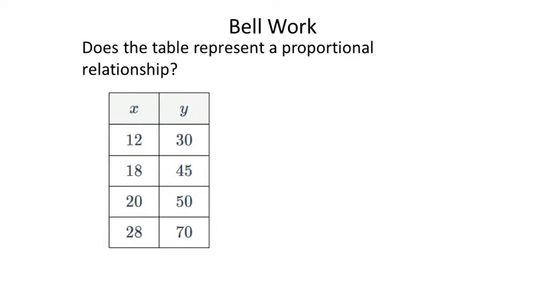All right, guys, let's take a look at this bell work right here. We got determine if it's proportional or not. This table. And so remember, for all these values, we're just going to be comparing each y value with its corresponding x value. Y is in the numerator, x is in the denominator. That's how we find our unit rate. That's how we find our proportional constant as well.